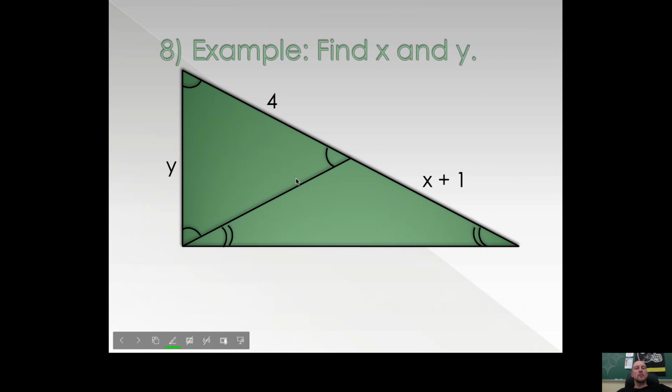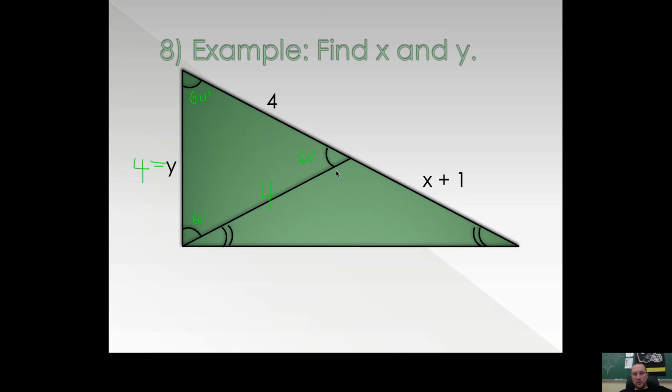Here's an example. Notice how there's 3 triangles in this particular problem. Here is a triangle that is equilateral. Well, actually, it's equiangular, which makes it equilateral. So if all these angles are the same, we know they're all 60. And if all the angles are the same, then we know all the sides are the same too. So if this has a length of 4, this has a length of 4. So y is 4.